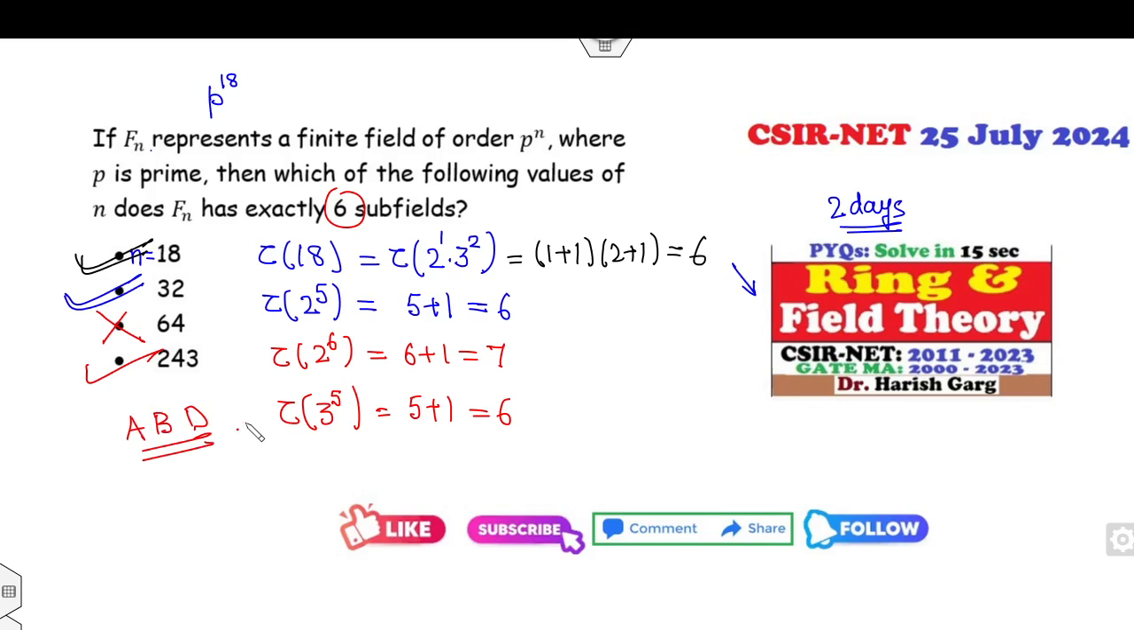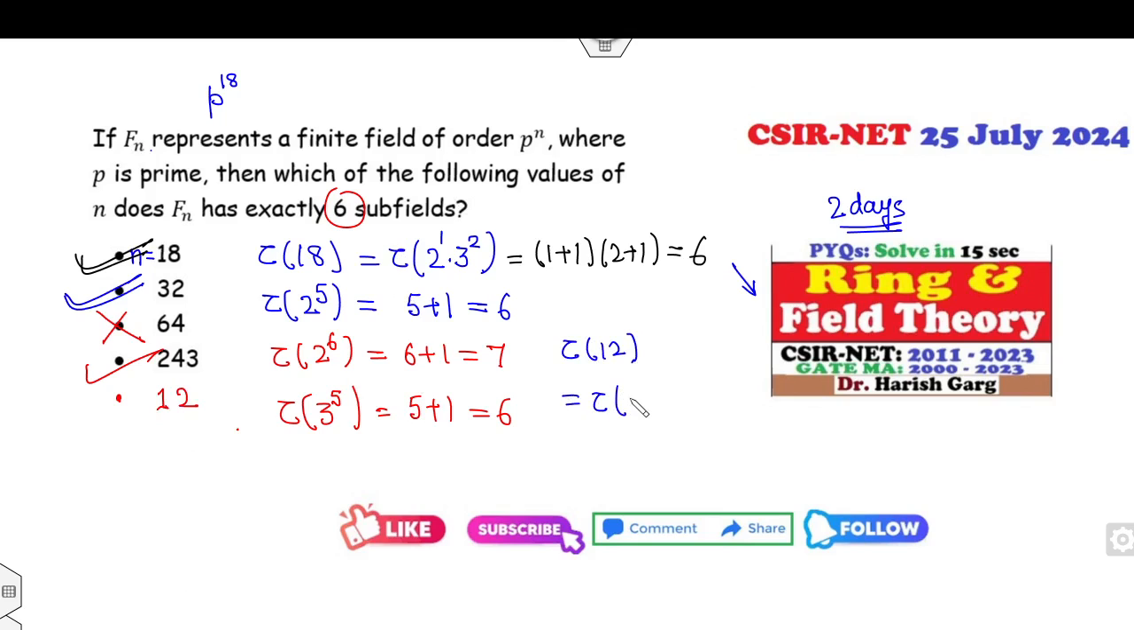Again, as I mentioned, students, these are only memory based questions. It may happen that a few of the options are not correctly mentioned. For example, if some other option, say 12, is given to you, to check whether it's a subfield you can find the tau of 12.